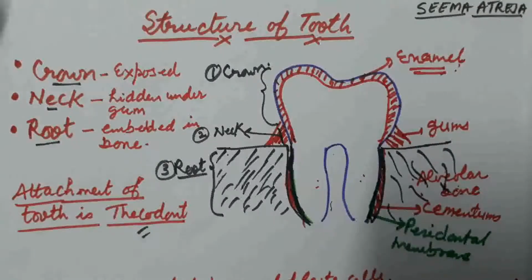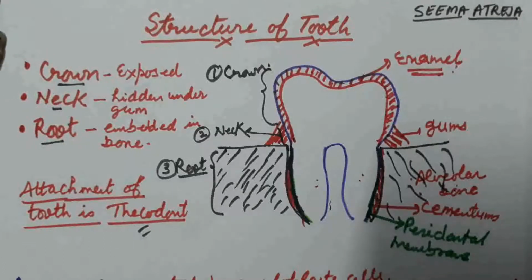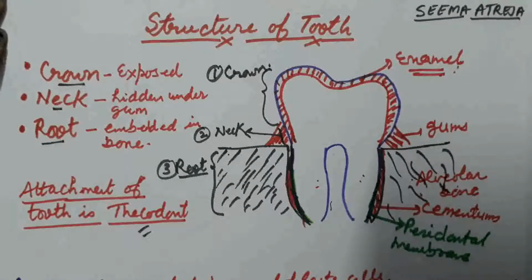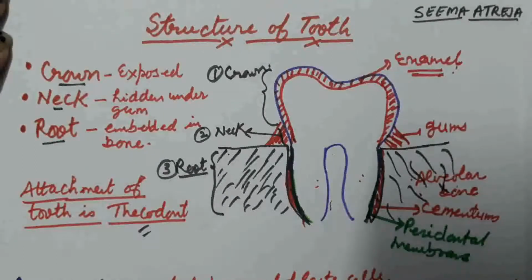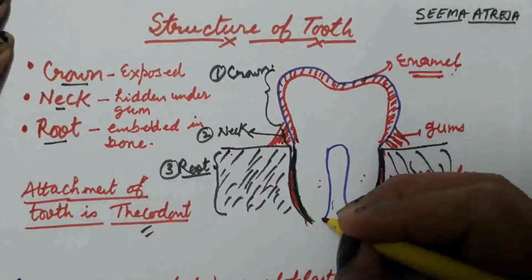Now we talk about the second layer, which is present all over every part of the tooth, crown, neck as well as root region. There are some cells which form the dentine layer. They are known as the odontoblast cells. Odontoblast cells are present here.